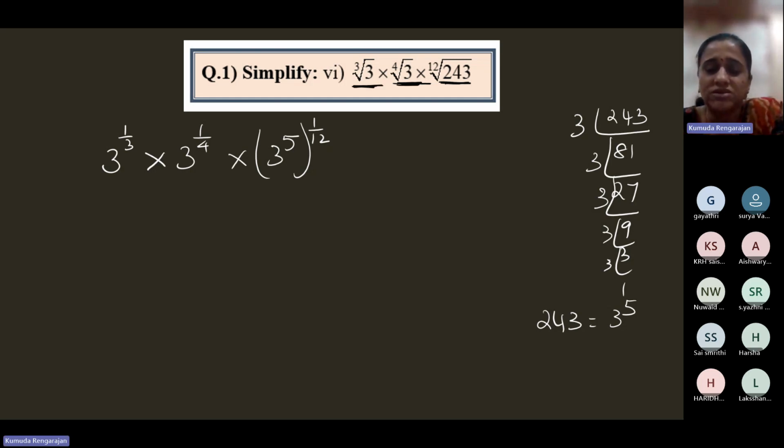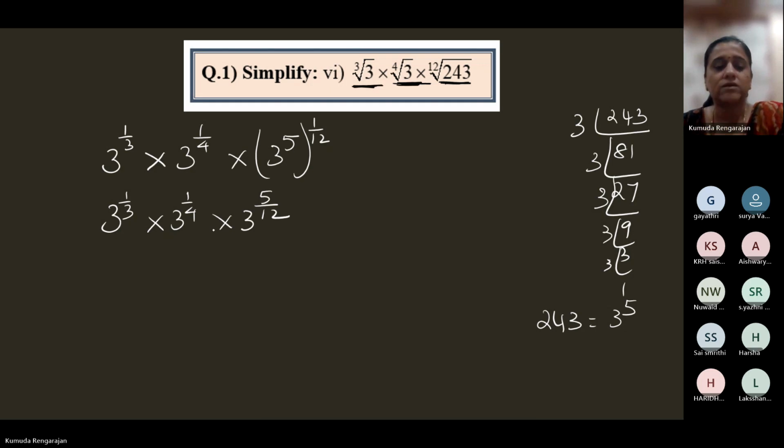243 is 3 to the power 5. And 12th root, this radical sign, when written in the exponential form, is to the power 1 by 12. So now we have 3 to the power 1 by 3 into 3 to the power 1 by 4 into 3 to the power, you'll have to multiply the powers, 5 into 1 by 12, so 5 by 12. So now what do you see here? The bases are same, 3, 3, 3 and it's multiplication. So we'll have to add the powers using the law of exponents. When bases are same and it's multiplication, add the powers. So 1 by 3 plus 1 by 4 plus 5 by 12. So that you can do.